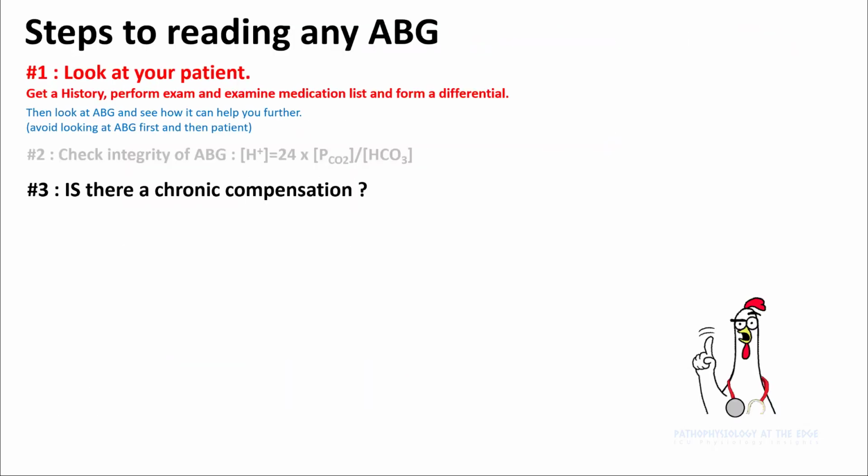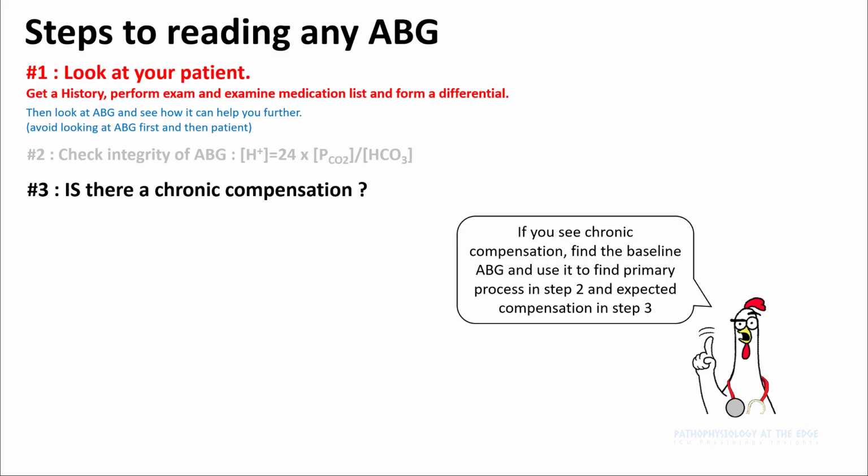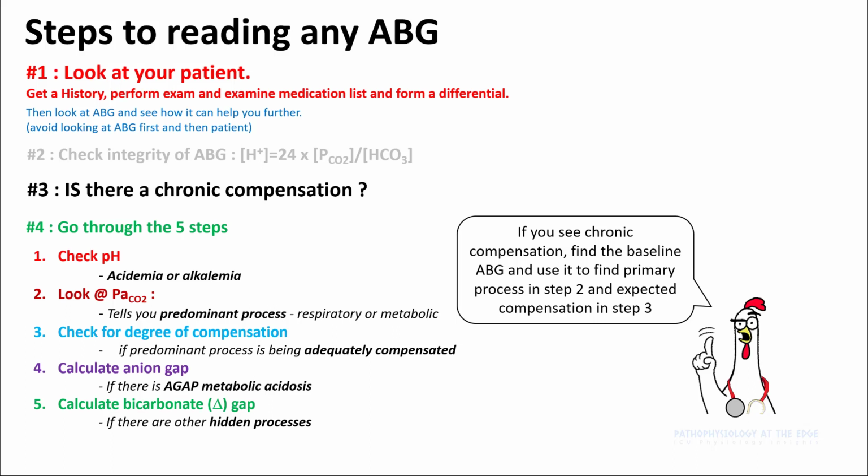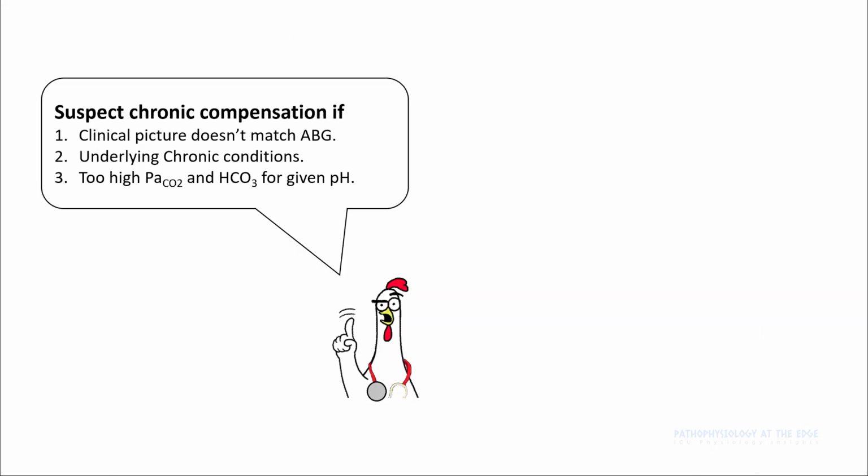So steps to reading any ABG: look at your patient, try to find a differential, and then order ABG and then read it. Check the integrity of ABG using the Henderson-Hasselbalch equation. Next, ask if there is a chronic compensation, and if you see chronic compensation, find the baseline ABG and use it to find the primary process in step 2 and expected compensation in step 3 using these 5 steps.